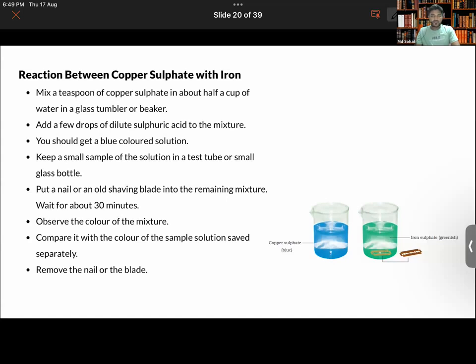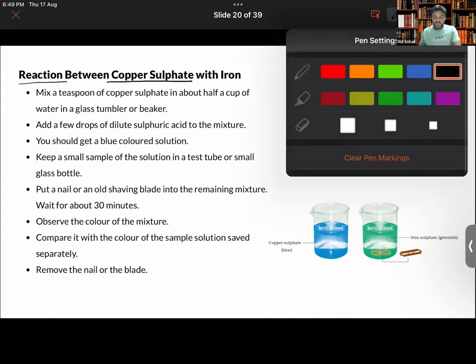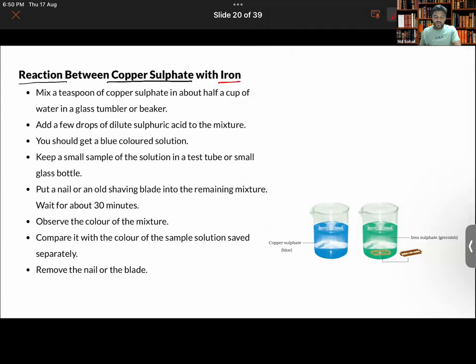I guess you guys must have seen or observed this, or might not have. Anyways, let's understand the reaction between copper sulfate with iron. How copper sulfate, that is CuSO4, reacts with iron.